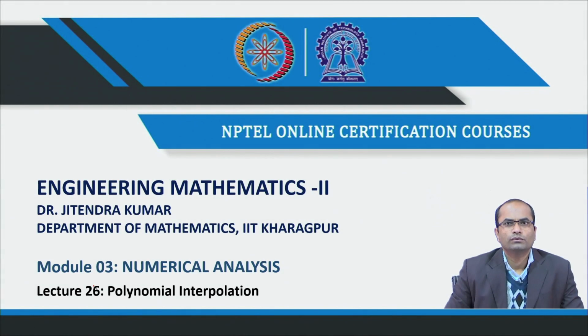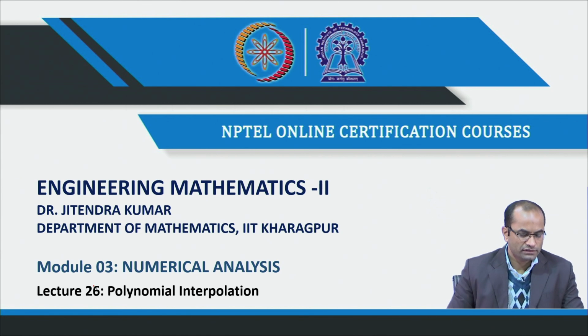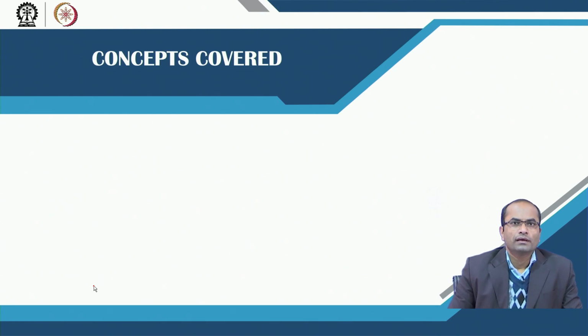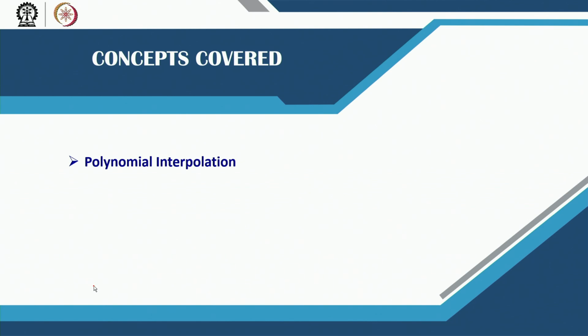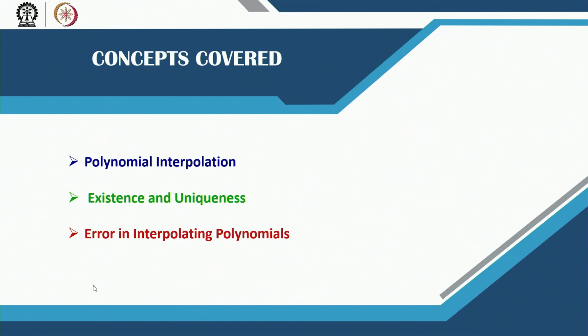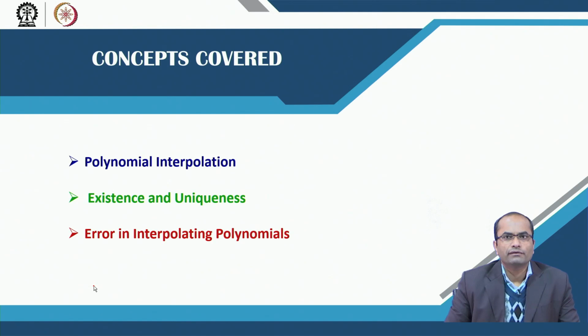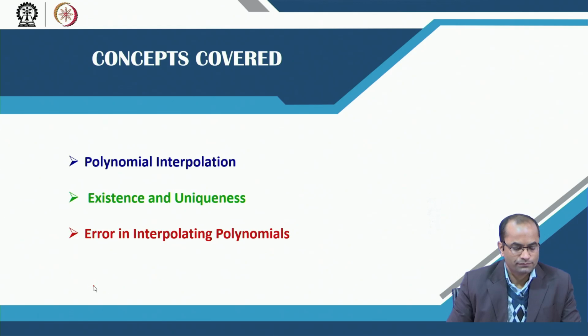So, welcome back to lectures on engineering mathematics 2, and this is lecture number 26 on polynomial interpolation, a very important topic in numerical analysis. In this lecture we will be talking about what polynomial interpolation actually is, and then we will also talk about the existence and the uniqueness of such polynomial interpolation. And finally, we will derive a formula which will provide us the error in such an interpolating polynomial.